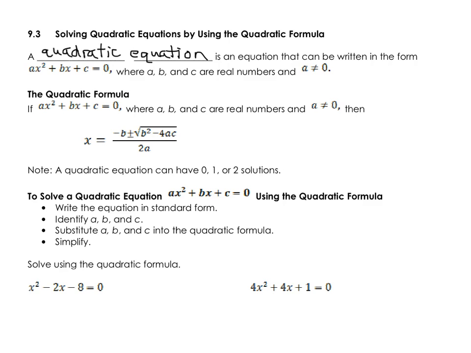A quadratic equation is an equation that can be written in the form ax squared plus bx plus c equals 0, where a, b, and c are real numbers and a is not equal to 0. The quadratic formula tells us that ax squared plus bx plus c equals 0, where a, b, and c are real numbers and a is not equal to 0, happens when x, the solution, is x equals negative b plus or minus the square root of b squared minus 4ac over 2a.